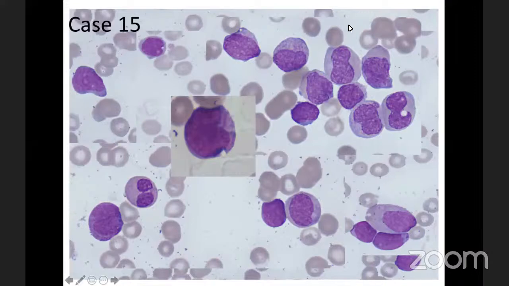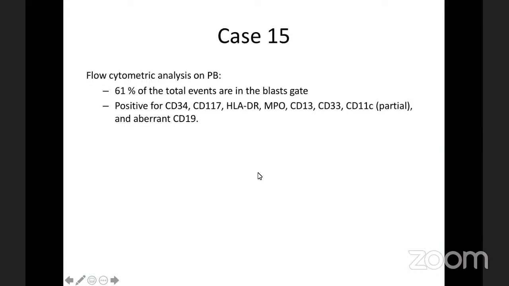So let's have a look at the flow result. Of course, having these cells within our rods, this is myeloblast. Very nice myeloblast. But these small lymphocytes could be a lymphoblast, yes, but with the maturation toward mainly granulocytes, you would think that this is more into a myeloid leukemia. So the flow cytometry detected 61% of the events in the blast gate, positive for CD34, CD117, HLA-DR, MPO, CD13, CD33, CD11c, and aberrant expression of CD19.